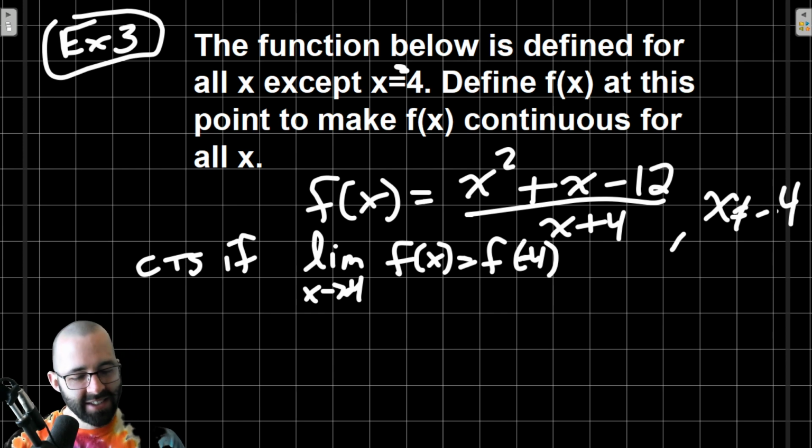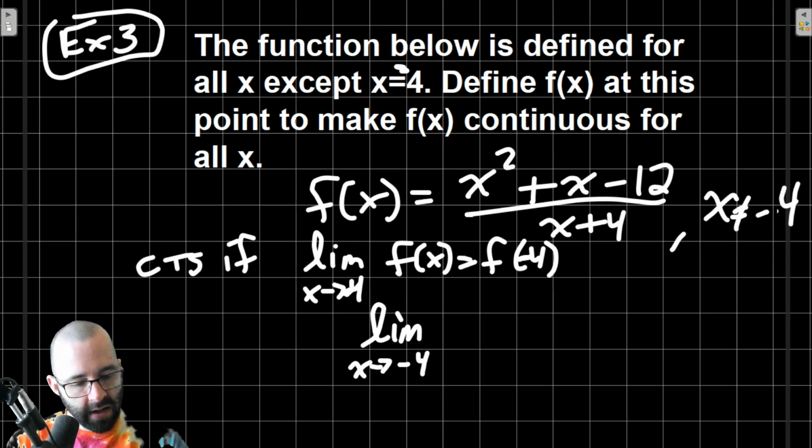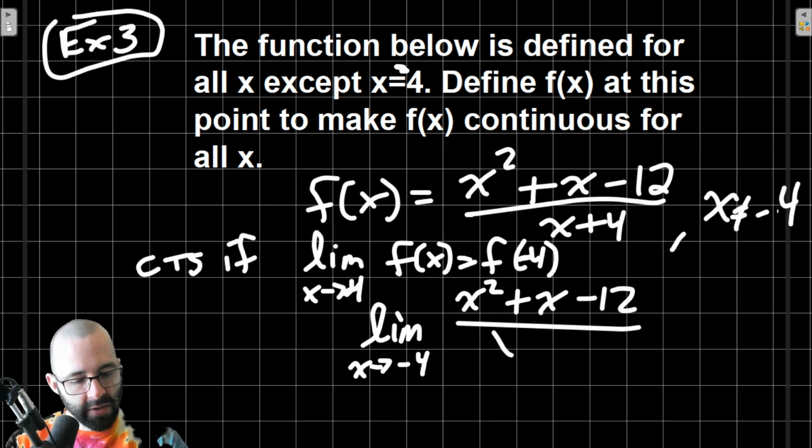All right. So let's look at this left-hand side. What does the limit look like? What is the limit here? The limit as x approaches -4 of x squared plus x minus 12 over x plus 4.